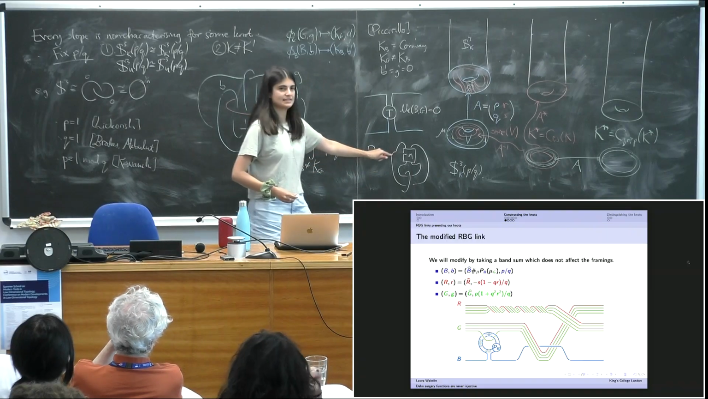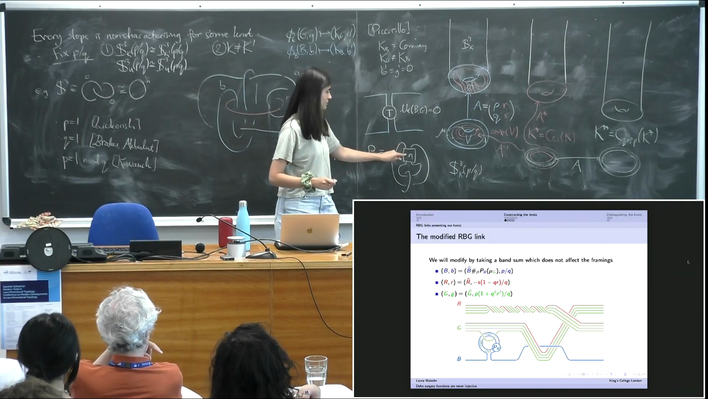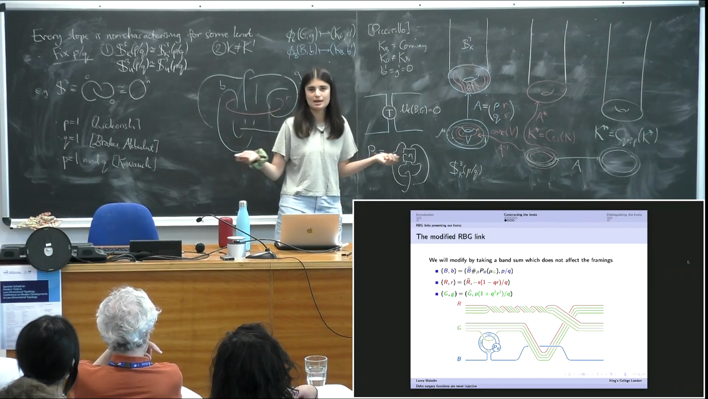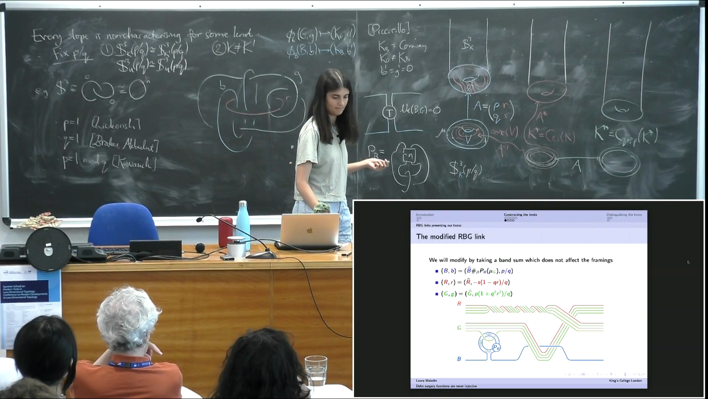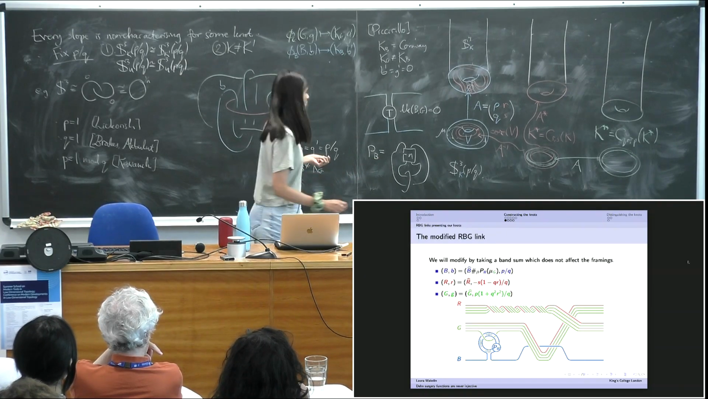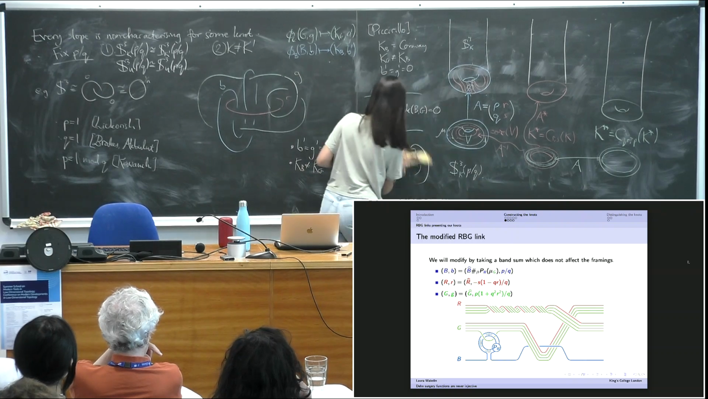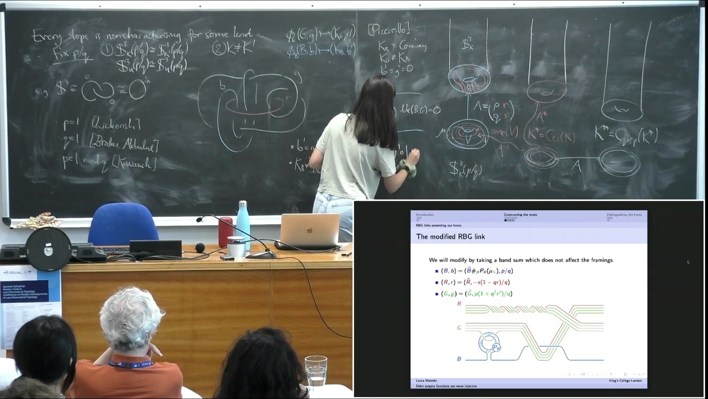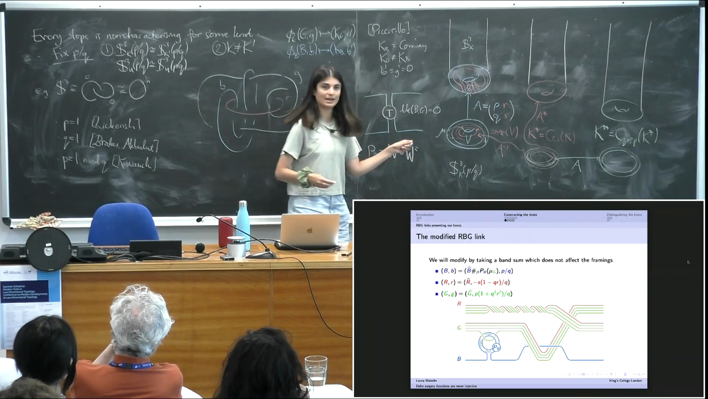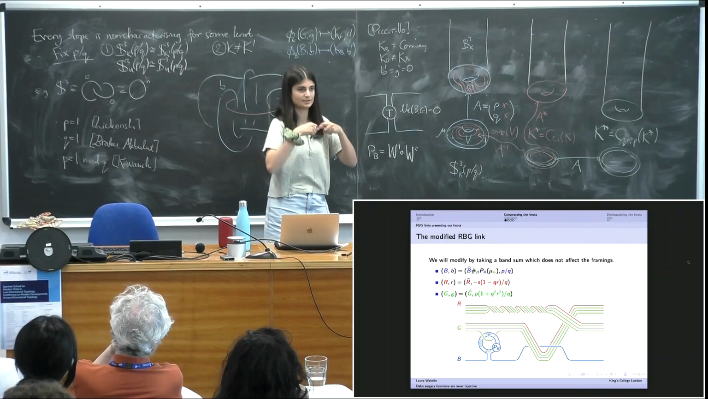But the problem with this is that if you exchange the components, so one should be blue and one should be green, then you get back the Whitehead link again. So this isn't going to be quite good enough. What we do instead is we take a Whitehead double of a Whitehead double. So we're going to compose two Whitehead doubles, where one of them has 2 clasps and one of them has 1 clasp.